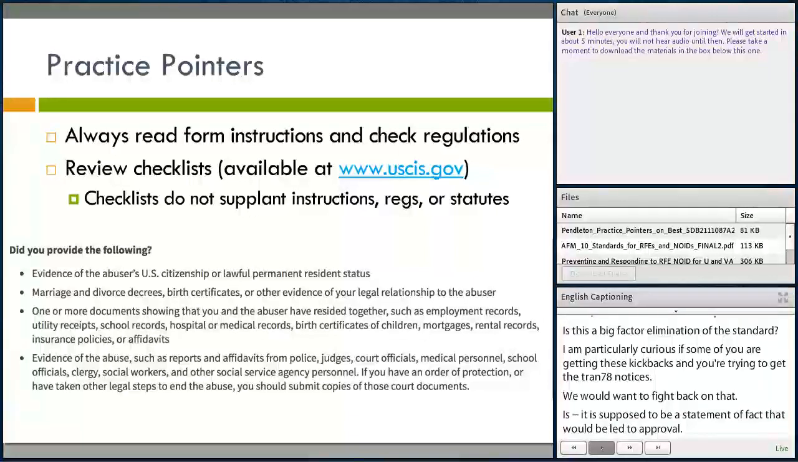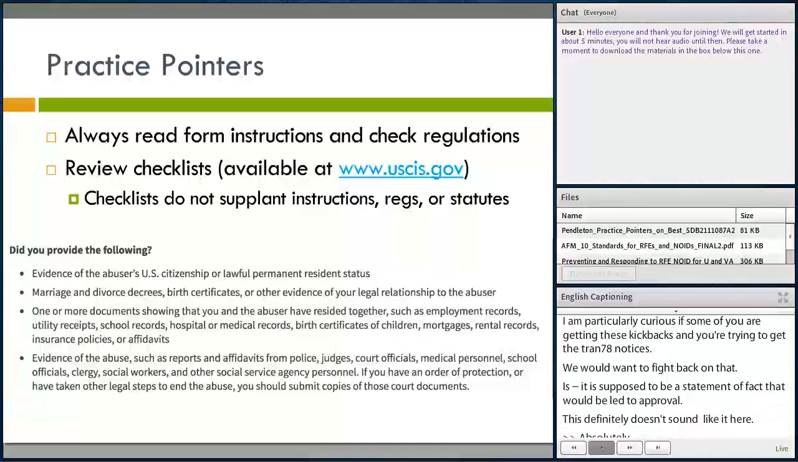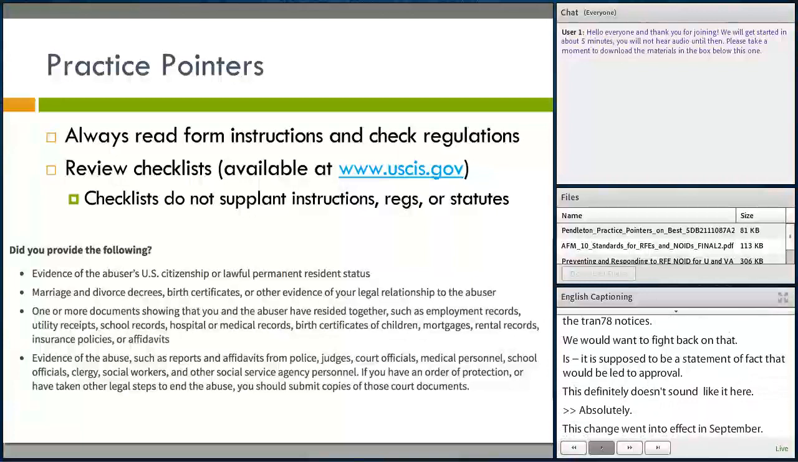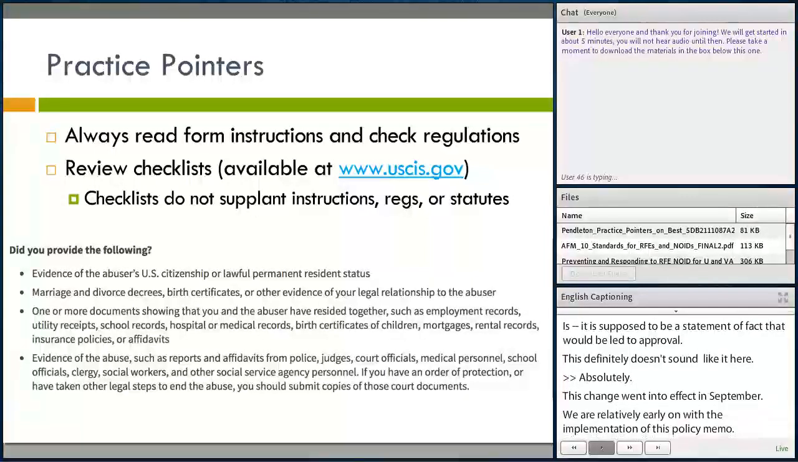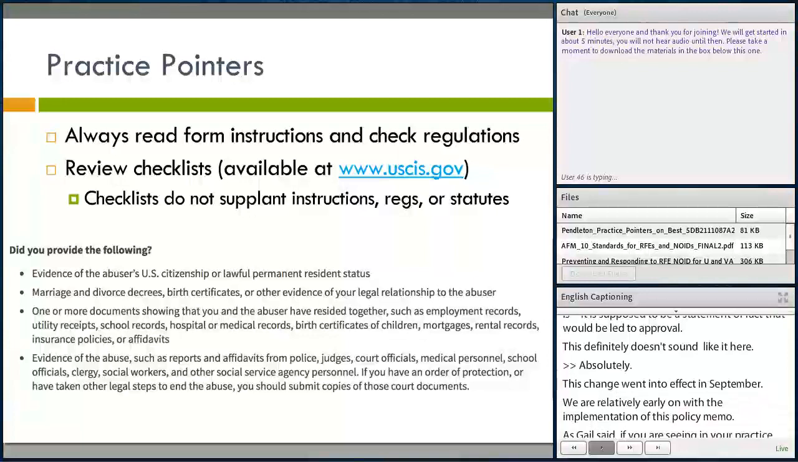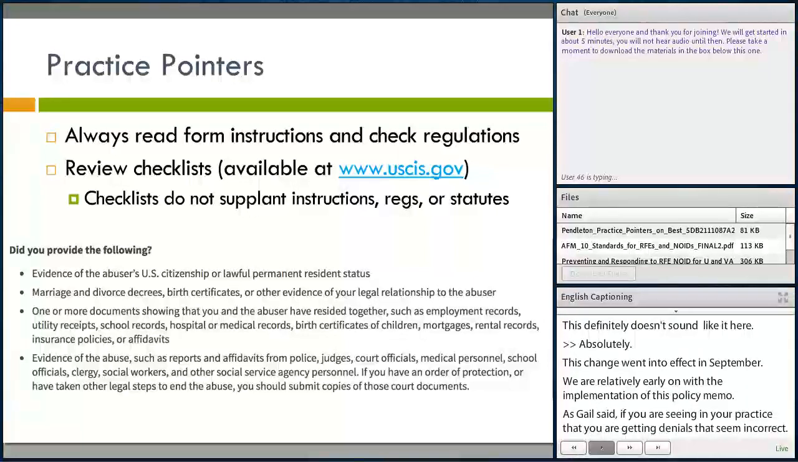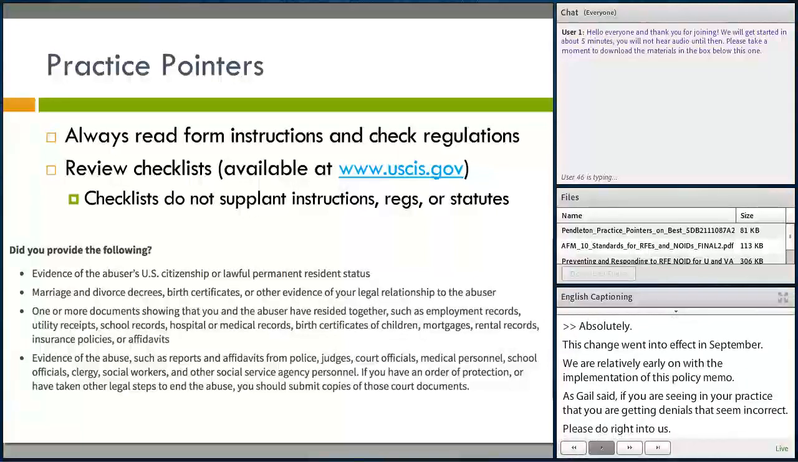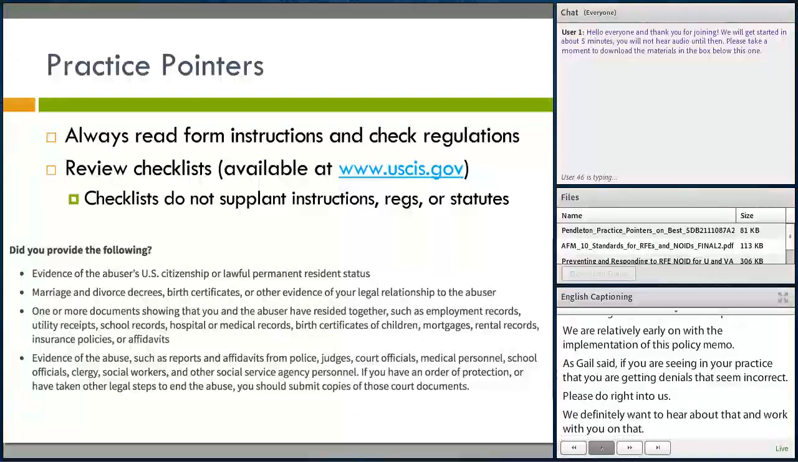Absolutely. And this change, I think, only went into effect in September, right? And so we're relatively early on in the implementation of this policy memo. So as Gail said, if you guys are seeing in your practice that you're getting denials that seem incorrect, please do write into us. We definitely want to hear about that and work with you on that. I haven't seen those TAs yet, but it's probably only a matter of time.